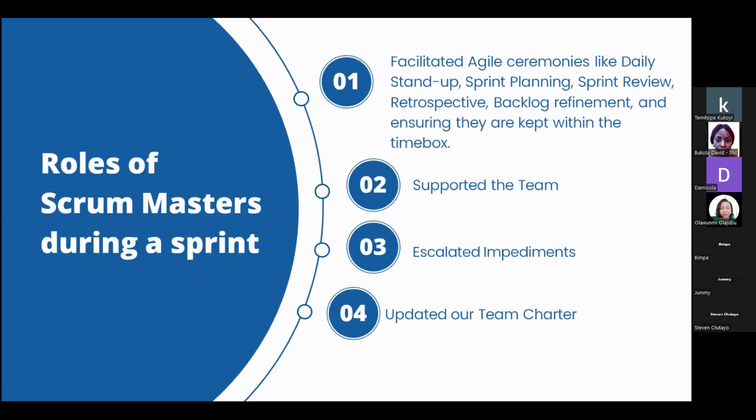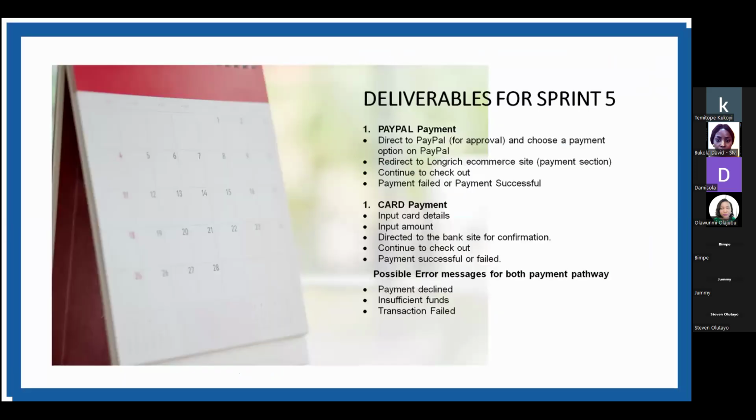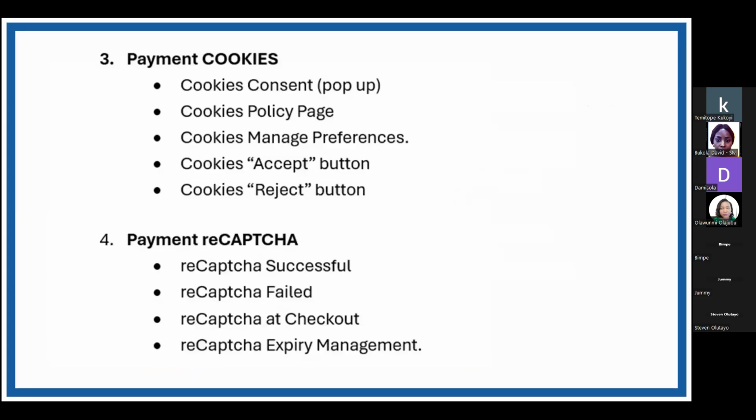The roles of Scrum Master during this sprint: to facilitate agile ceremonies like daily standups, sprint planning, sprint review, retrospective, backlog refinement, and ensuring that they are kept within time box. We supported the team, we escalated impediments, and we updated our team charter. Next slide, please. These are the deliverables for Sprint 5. The paper payment, the card payment. Next slide, please.